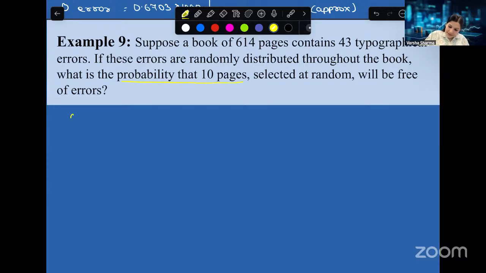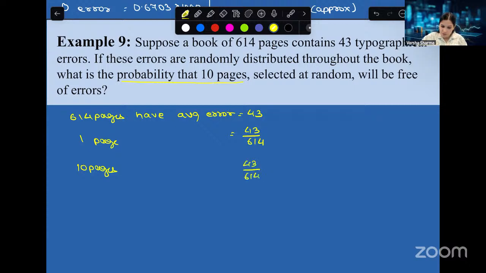So lambda will also be calculated for 10 pages. Yes. So it says that 614 pages have an average of 43 errors. One page will have 43 by 614. So 10 pages will be 43 by 614 into 10. That will be my lambda, 0.7. So lambda is 0.7 for 10 pages because I have to find probability for 10 pages.